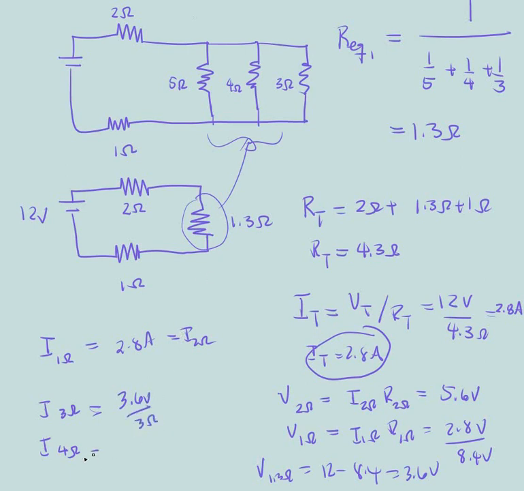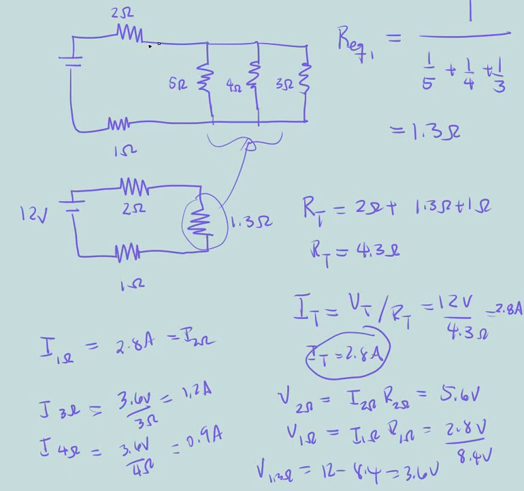And how much is going to be for the 4 ohms? It's going to be the same, 3.6. Well, not the same numerical, but it's 3.6 volts divided by 4 ohms. And if you do this, you will get that the current here, 3.6 divided by 3 is 1.2 amperes, and 3.6 divided by 4 is 0.9 ampere. And if you add these two, you will get a 2.8, right?